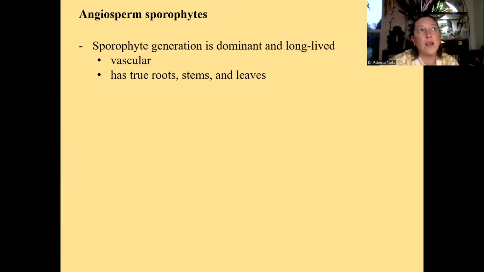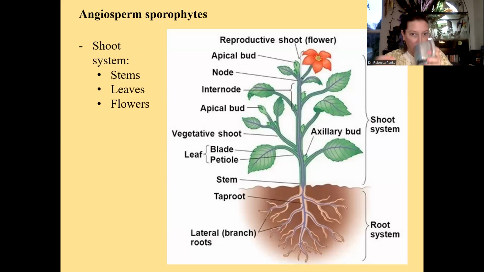So we are in the vascular plants. We know, therefore, that the sporophyte generation is dominant and long-lived, right? This is a no-brainer at this point because we've covered that so many times in the cycads, conifers, ginkgo, same deal. Vascular plant, so it has true roots, stems, and leaves. Sporophyte generation dominant. This is kind of like a cartoon of the basic structure of an angiosperm sporophyte plant.